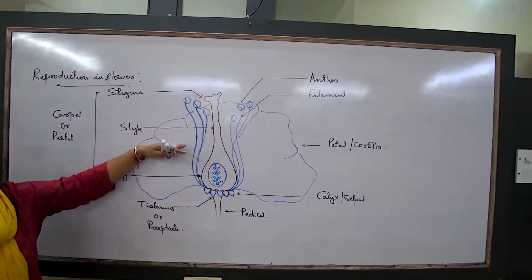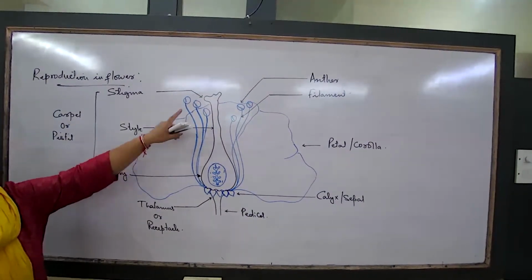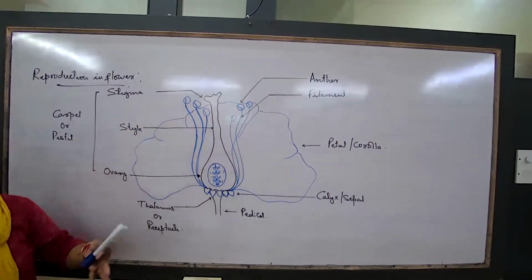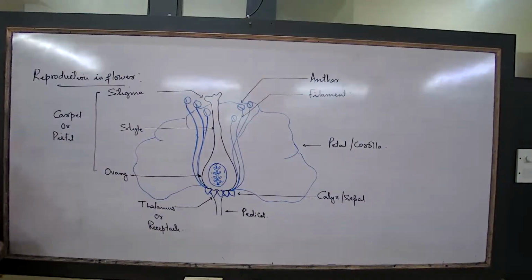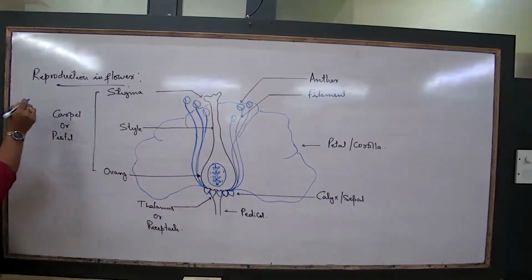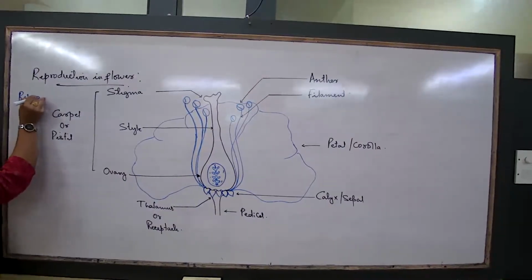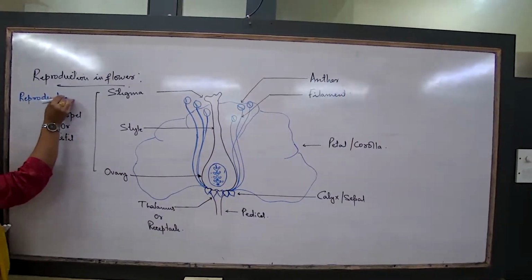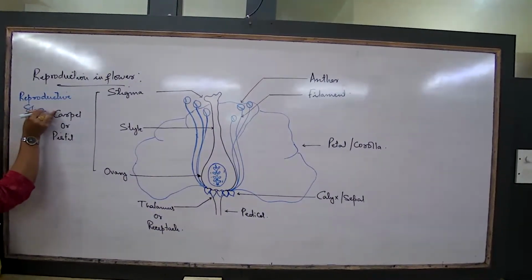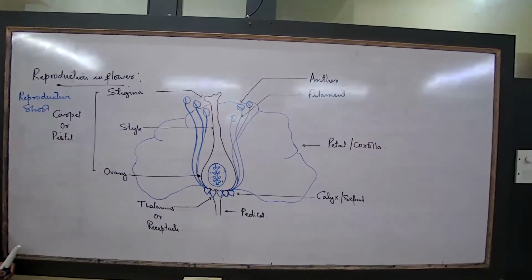This is a bisexual flower. Why? Because it has got the male, female parts both. We are going to learn now one by one. The flower, what is the definition of flower? The definition of flower is the reproductive shoot. Define a flower. Flower is the reproductive shoot.